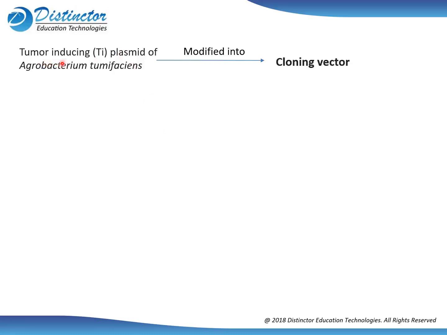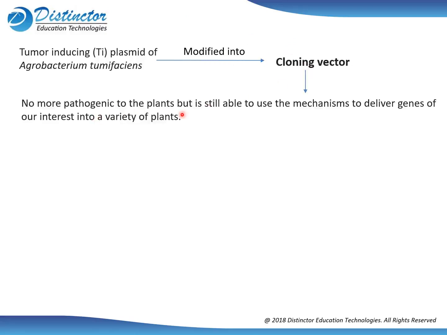So this tumor inducing plasmid of Agrobacterium tumefaciens, the Ti plasmid, gets modified into a cloning vector. So it is no more pathogenic to the plant, but is still able to use the mechanism to deliver the gene of interest into a variety of plants. In Agrobacterium tumefaciens, this Ti plasmid is responsible for the production of tumor cells. Now we are going to modify this Ti plasmid into a cloning vector. So we change the infecting property and use only the delivering property, so they are able to deliver a gene of interest into a variety of plants.